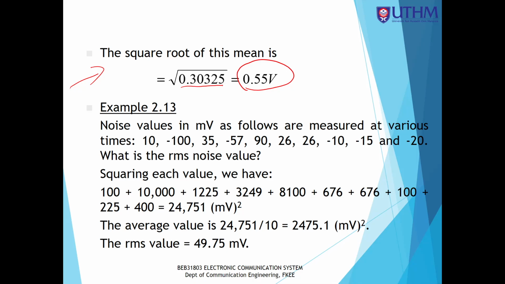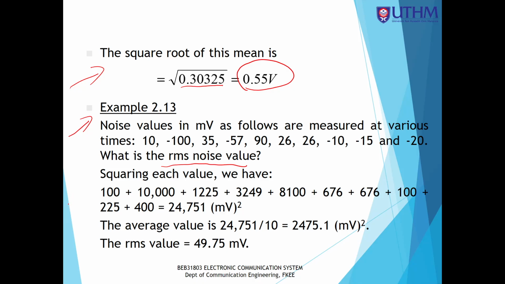Okay. Then the next example, example 2.13, noise values in millivolt as follows are measured at various times. So you get 10 values of noise taken at different time. Okay, you measure noise voltage pada masa yang berbeza, you dapat 10 bacaan. This is the example. So find the RMS noise value.